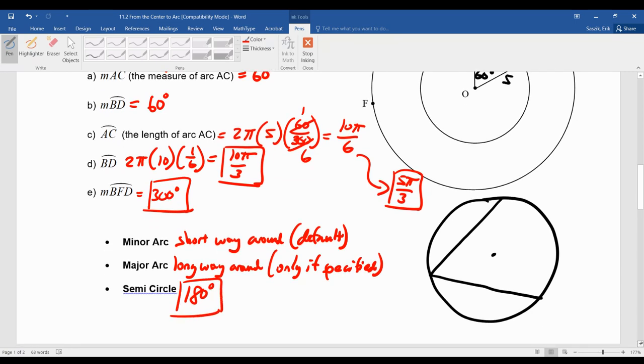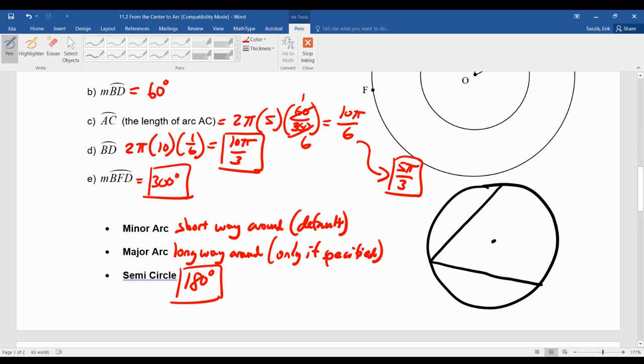Okay, I've sketched another circle out here. If you need to pause and sketch this, there's another angle that we need to talk about. This angle right here, that's the angle I'm talking about. That's called an inscribed angle.